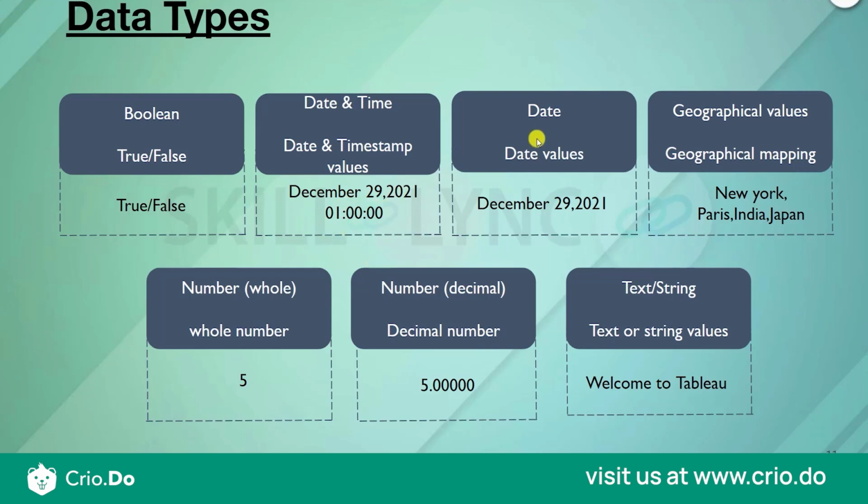And we have date values. The date value would be looking something like that because it doesn't have the time inside it. And geographical values, for example, New York, Paris, India, Japan, these are all geographical values, and they are tagged with a map icon.